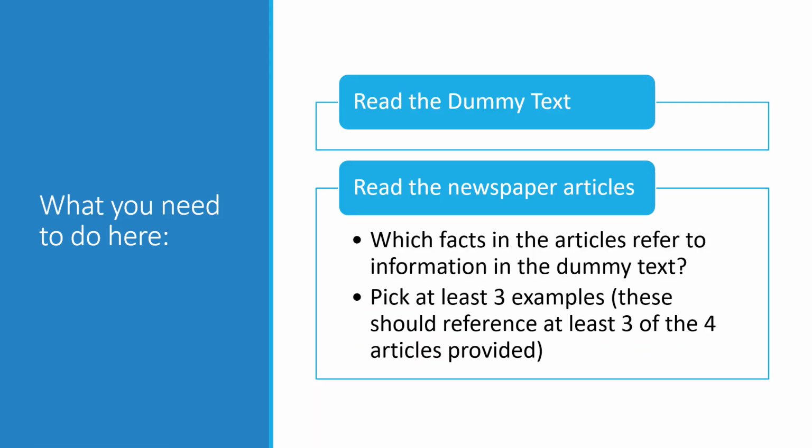Okay, now you're going to need to do some reading. So first, read the dummy text. Get familiar with the facts it contains. Next, read the newspaper articles that you've got open in the other tabs. You're going to have to make some decisions here. You're going to have to decide which facts in the dummy text refer to events in the articles you've read. Pick at least 3 examples from the dummy text, and these 3 examples should reference at least 3 of the 4 articles provided. Take a minute to do this before moving on to the rest of this video.